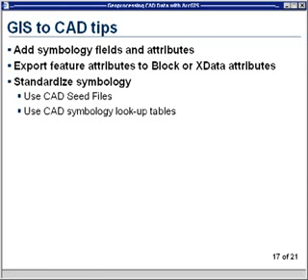As we discussed in some of the earlier questions Don just answered, you might want to export GIS feature attributes to block or XData structures. This is something that you might consider using the Staging Geodatabase to help you with. Where possible, standardize your symbology to conform to other CAD standards.